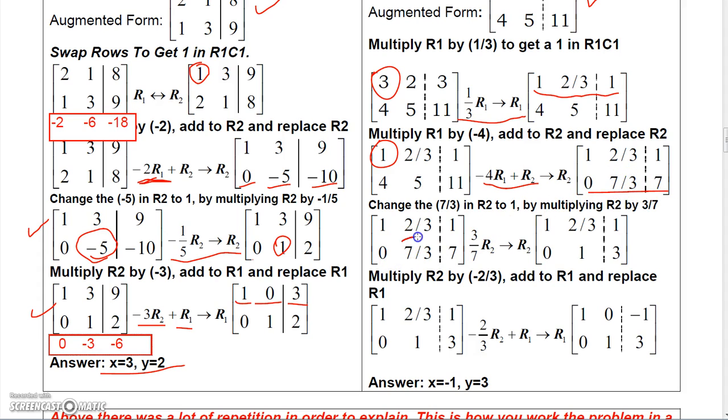And then after that, I want that 7/3 to be a 1, so I need to multiply that by 3/7. And when I did that, it gave me this row, 0, 1, 3. And then after I did that, I wanted to multiply this row by -2/3 and add it to row 1 to cancel the 2/3. And then I get the answer, x equals -1 and y equals 3. And so that's your answer.